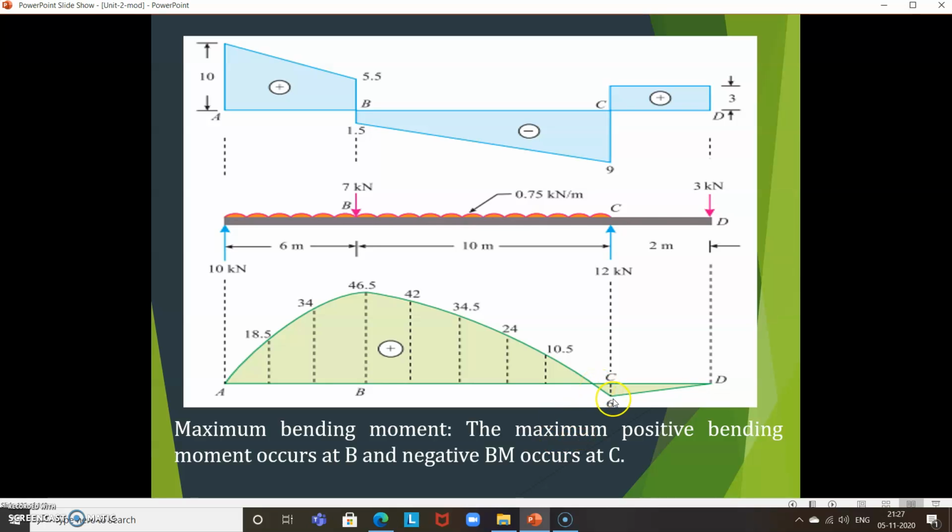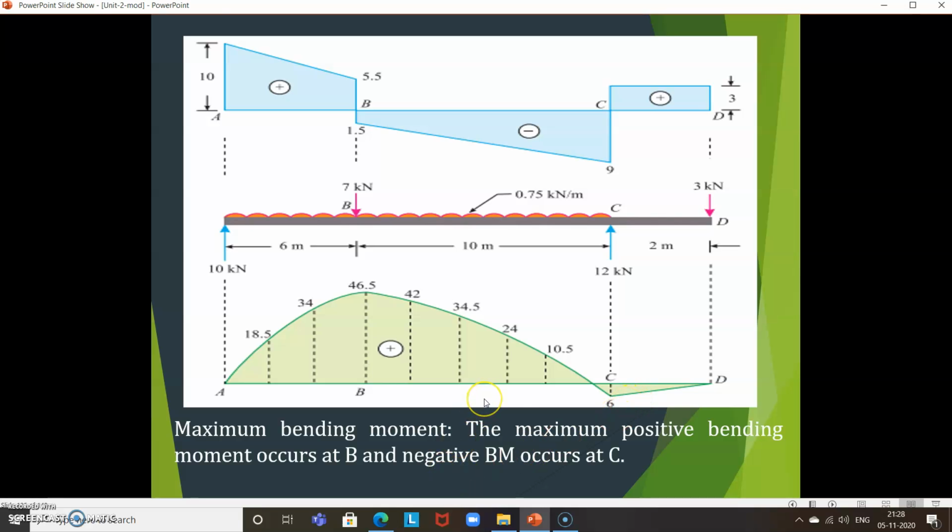Here the shear force sign changes at this point, and the negative bending moment occurs at this point. There is also a positive bending moment. Here you can see two points where the bending moment changes its sign, at C and at B. At B it is plus 46.5. At C it is minus 6 kilonewton meter.